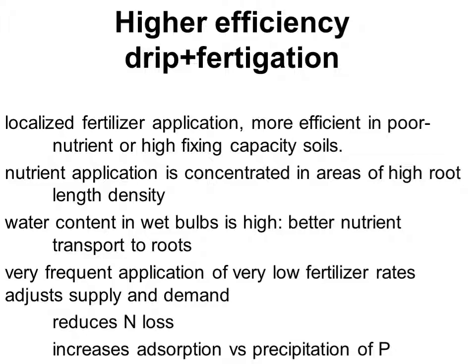Also, we have more efficiency because we put the nutrients where the roots are, not in other parts of the soil. Furthermore, as the water content in the irrigated areas, in the wet bulbs, is high, we will have better conditions for the transport of nutrients from the soil to the root, because many nutrients flow with the water uptake.